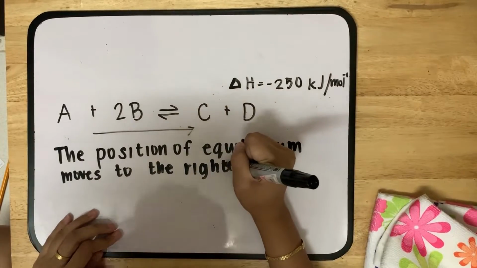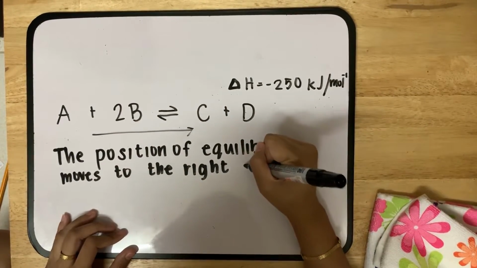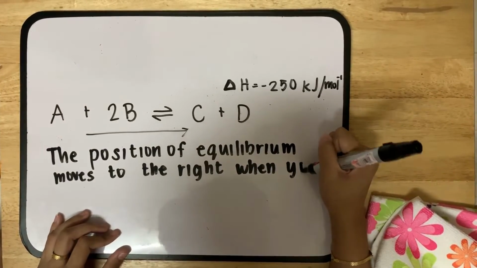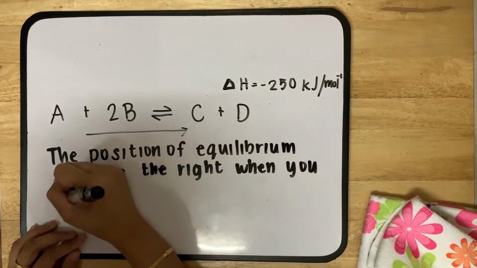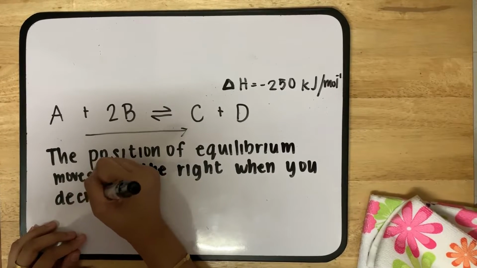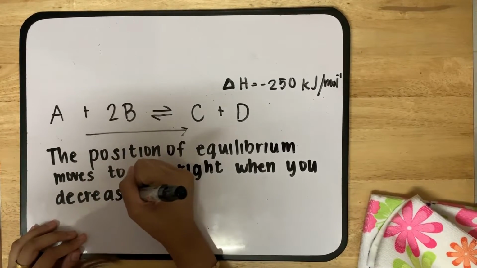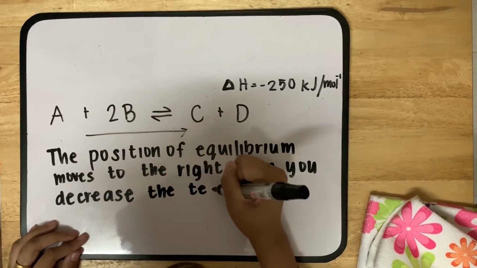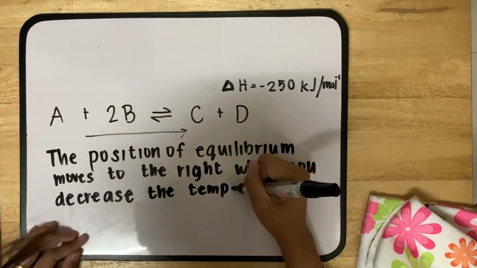To summarize all this, increasing the temperature of a system in dynamic equilibrium favors the endothermic reaction. The system counteracts the change you have made by absorbing the extra heat. Decreasing the temperature of a system in dynamic equilibrium favors the exothermic reaction. The system counteracts the change you have made by producing more heat.